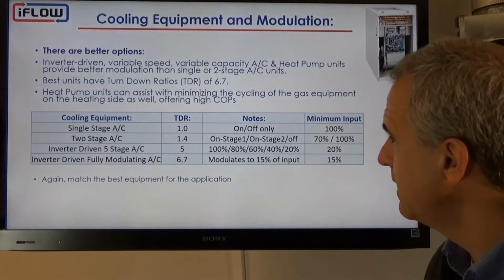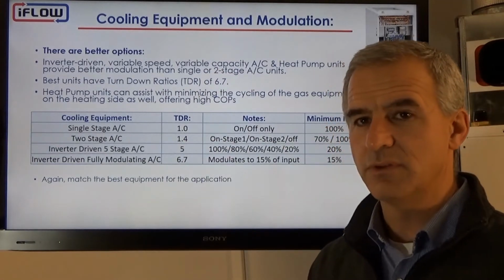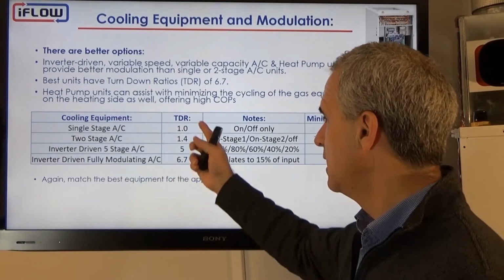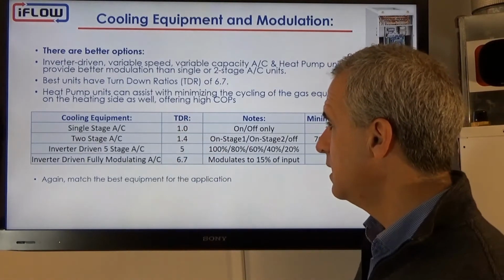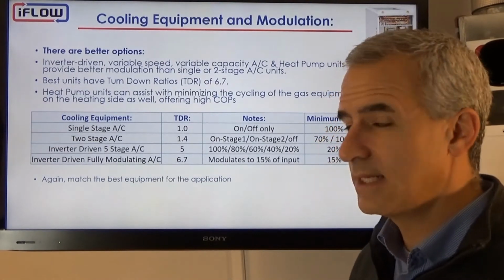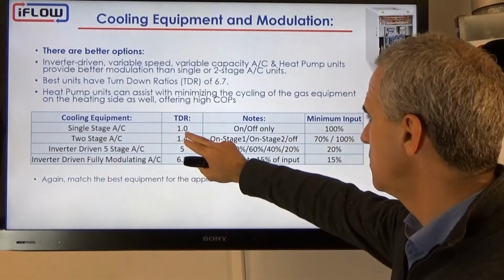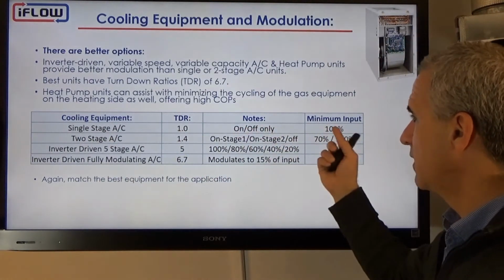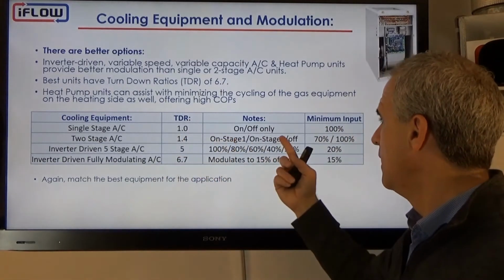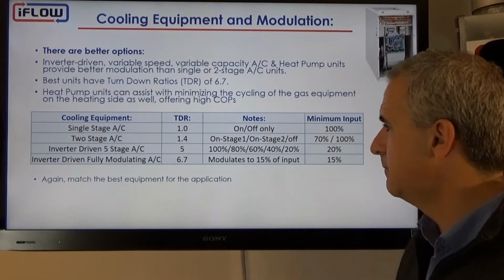On the cooling side, again, we're not getting a lot of losses, but to be able to deal with those same small loads, we want to make sure that the AC system isn't too oversized, because then we'll get a lot of defrost cycling issues. So single stage unit, it's on off at 100%. We have a 2-stage unit, again the same turn down ratio. It's on off, or it's usually 70% or 100%.